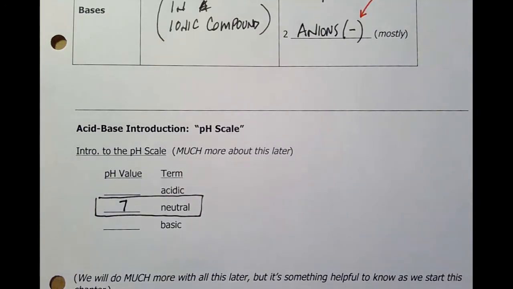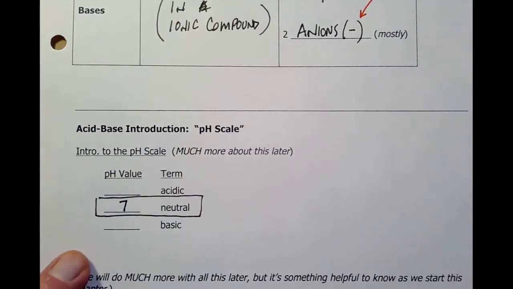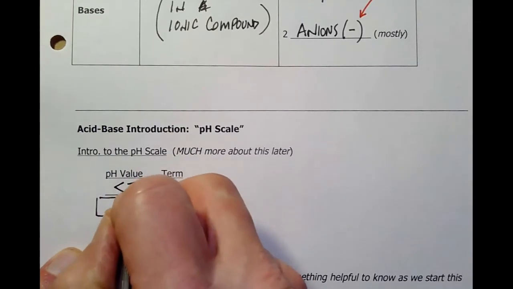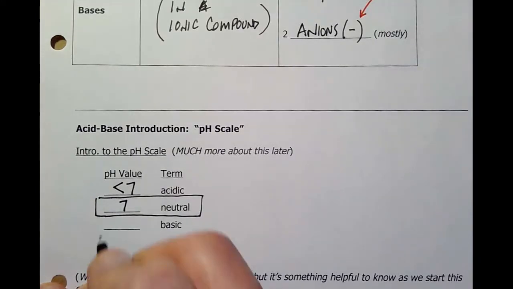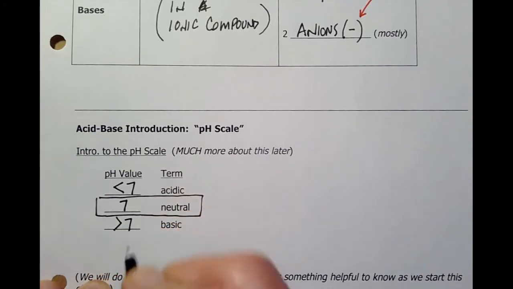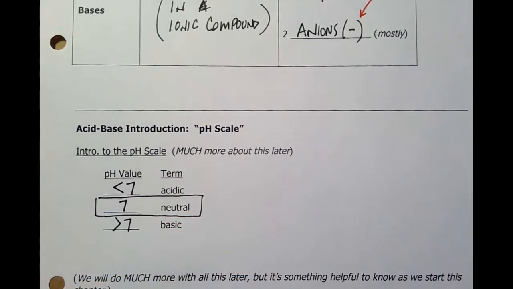When things are acidic, they're less than 7. So if the pH value is less than 7, we're going to say that's an acidic condition. If the pH is basic, we say the pH value is greater than 7. We're going to come back to that and look at this in great detail, but for now, we just would like to know that.